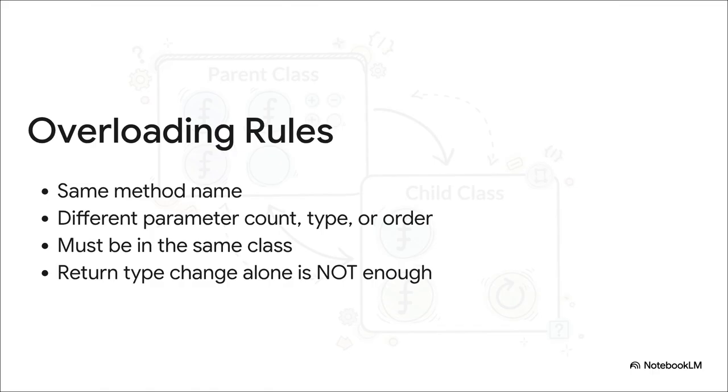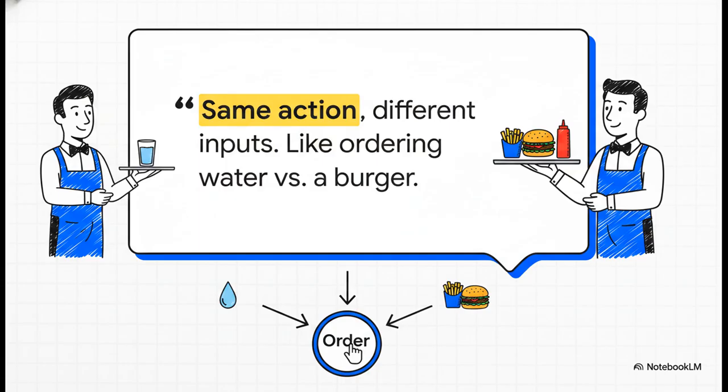You need the same method name, it has to be in the same class, but you absolutely must have different parameters. You can change the number of them, the data type, or even just the order. But listen closely, because here is the classic trap. Changing the return type alone is not enough. If two methods have identical parameters but return different types, your compiler is going to throw a fit and give you an error.